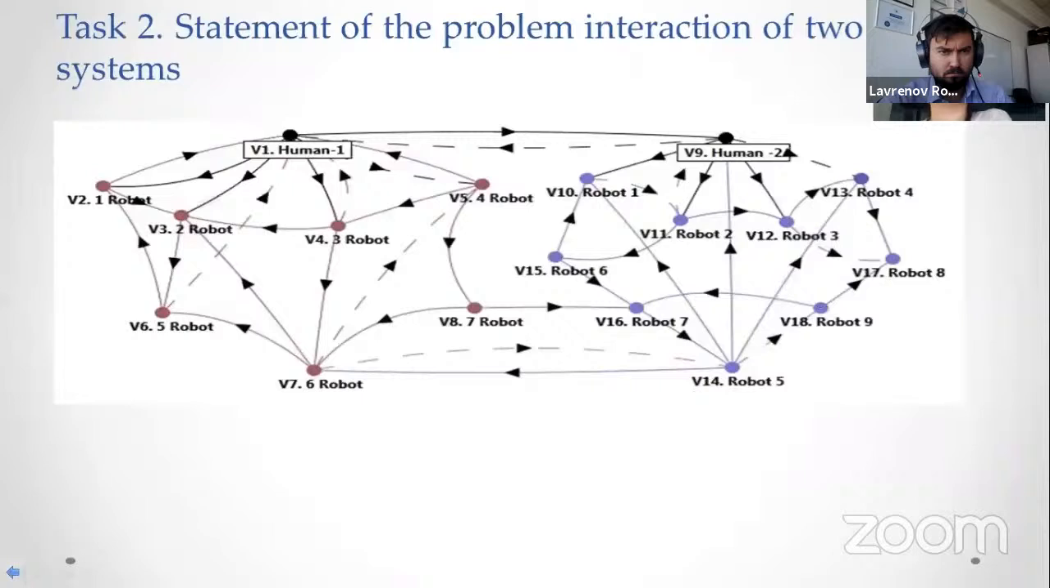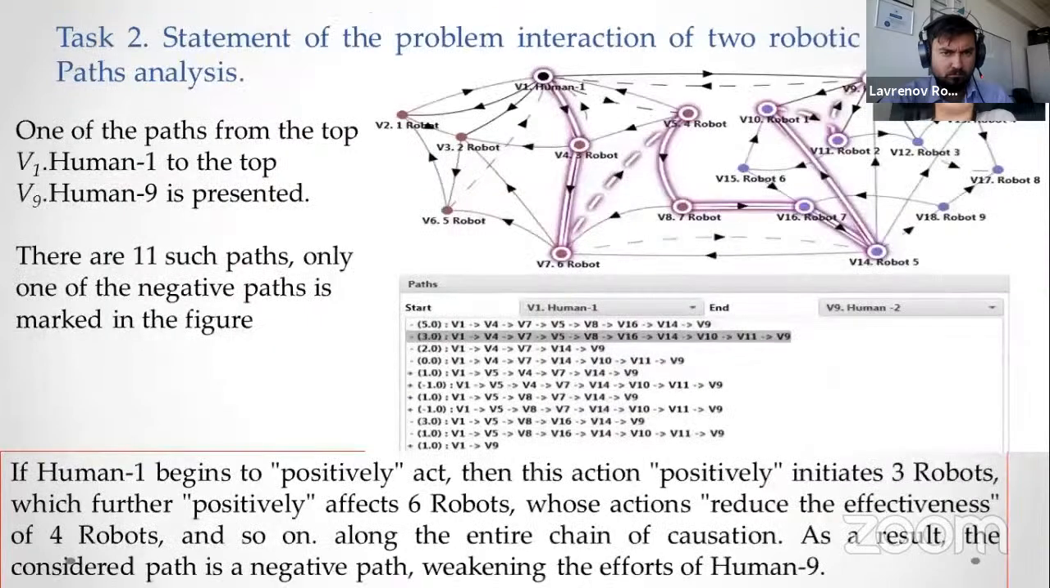Now we're going to consider the second task. In this case, we consider the interaction of 2 robotic human control systems. In this slide, we can see 2 systems consisting of 1 human and 9 robots. Here we are going to consider a cognitive map path analysis. Using the cognitive modeling complex system, which is an authorial software system, it is easy to analyze all possible paths from any vertices of the graph.